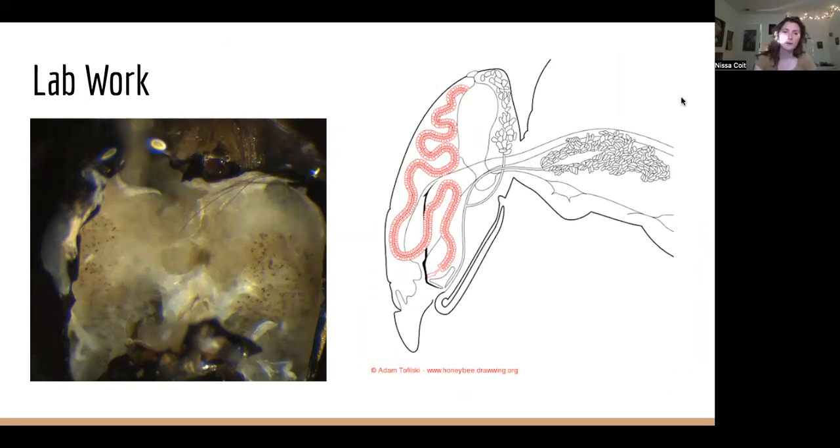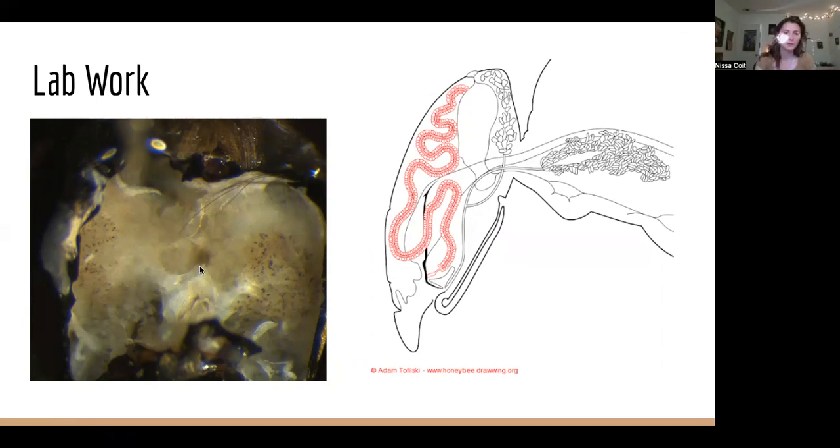So one of the first things that I did with the lab work was to dissect their hypopharyngeal glands, which are glands in the heads of the bees. As I said, they produce proteinaceous secretions. Basically, this is where royal jelly is produced. And so you would expect that they'd be bigger and more developed and more full of protein in the nurse bees. And you can see this is an image of a dissected bee.